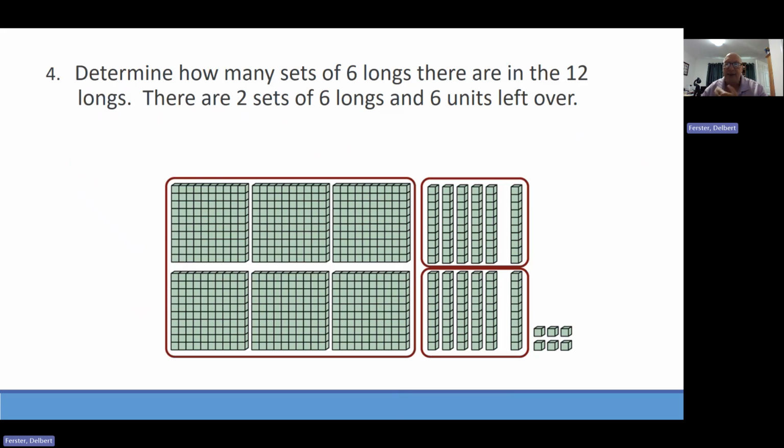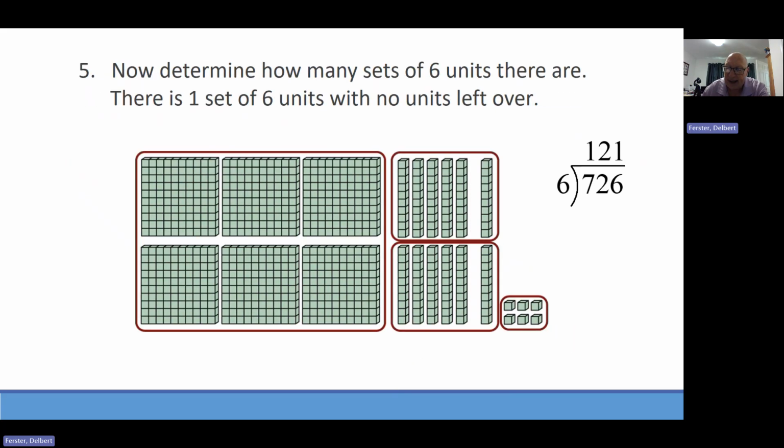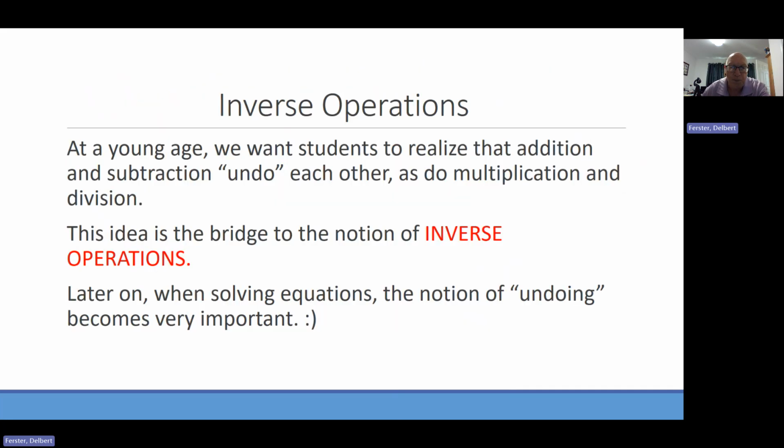So in this case, the division was by 6. We kept trying to form sets of 6. And our original division set was 726 divided into sets of 6, if you will. We got 1 set of flats, 2 sets of sticks, and 1 set of singles. So we get the answer of 121.